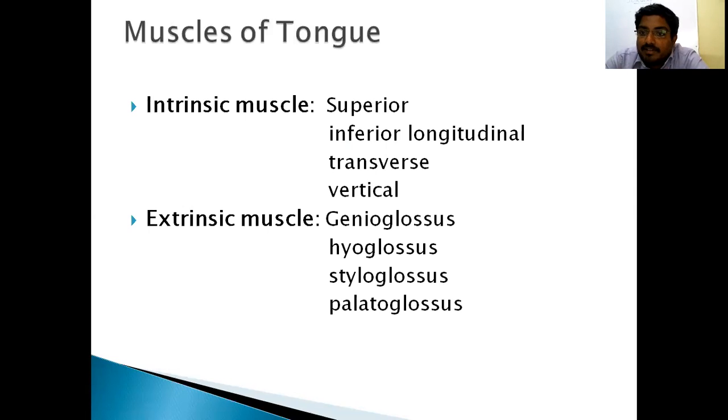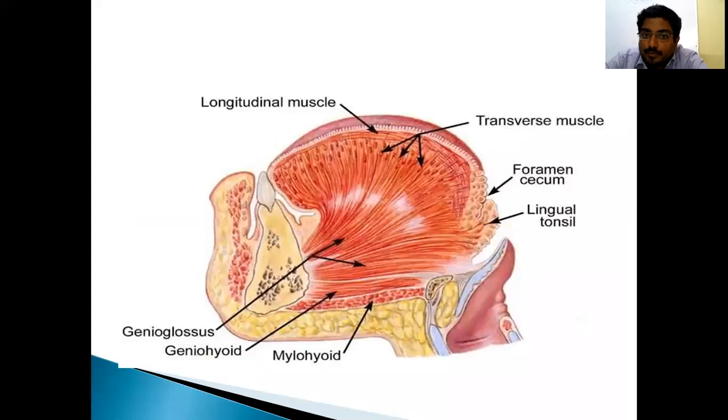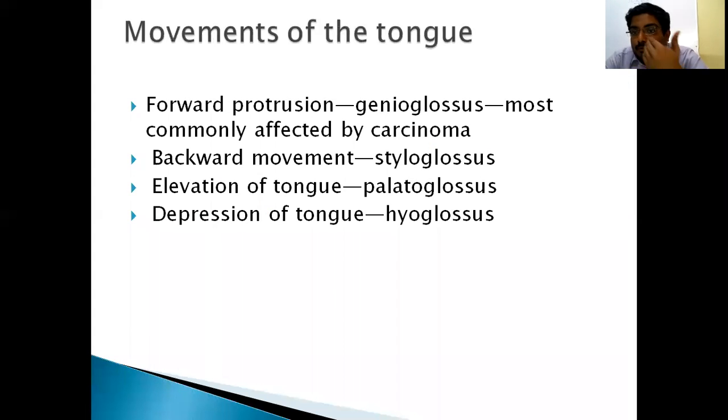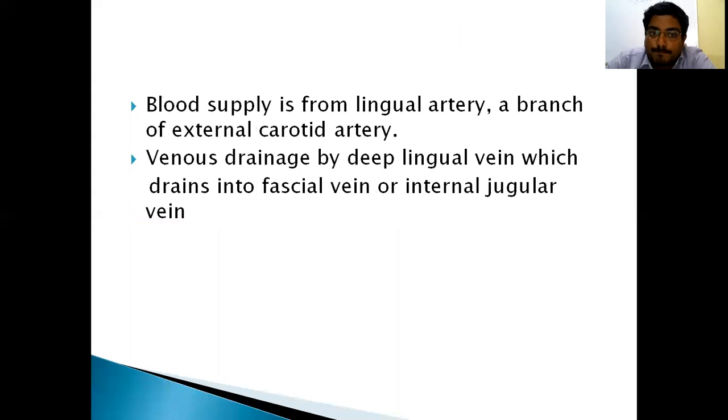Muscles: intrinsic muscles and extrinsic muscles. Intrinsic muscles are superior, inferior, transverse and vertical. Extrinsic muscles are genioglossus, hyoglossus, styloglossus and palatoglossus. Movements: forward movement, backward movement, elevation and depression. Forward movement is by the genioglossus, which is mostly affected by carcinomas. Backward movement is by the styloglossus, elevation by the palatoglossus and depression by the hyoglossus.